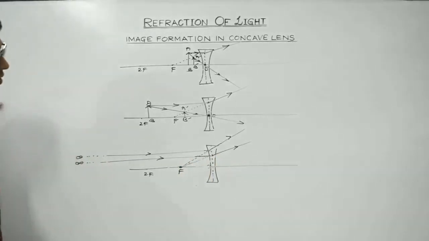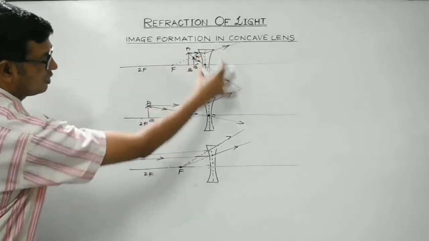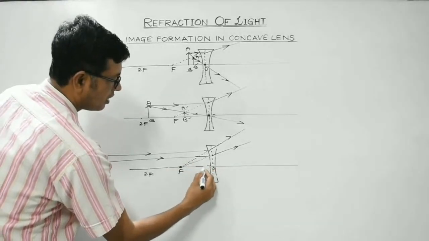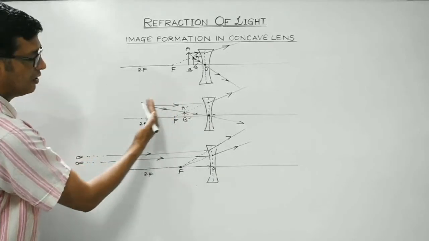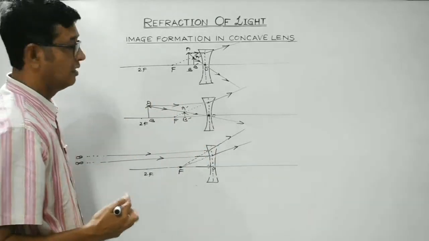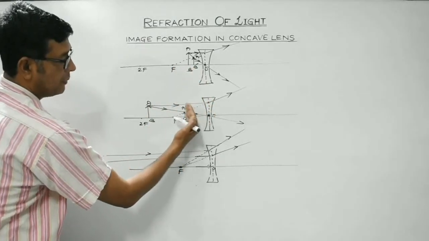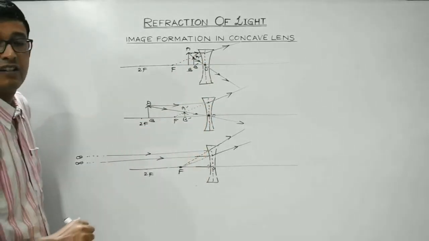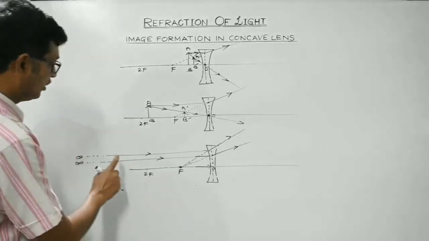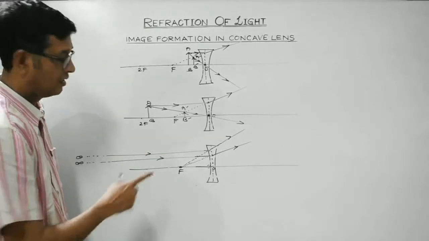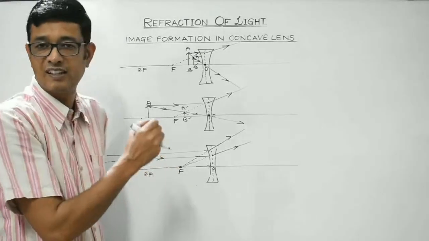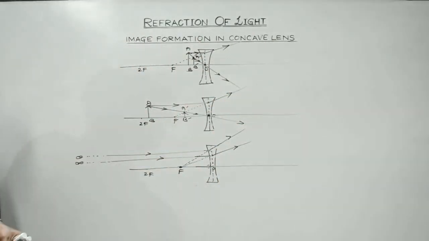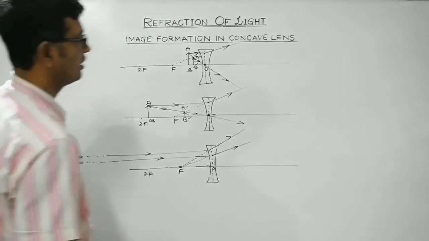So students, just try to conclude after observing these three ray diagrams. Right? The conclusion is, as the object is taken farther and farther away from the concave lens, the position of the image keeps shifting towards the focus, and the size of the image also keeps on decreasing. And eventually, when the object is at infinity, then a point size image is formed exactly at the focus. So this is the conclusion which we can draw from these three ray diagrams. Right? So I'll write the conclusion.